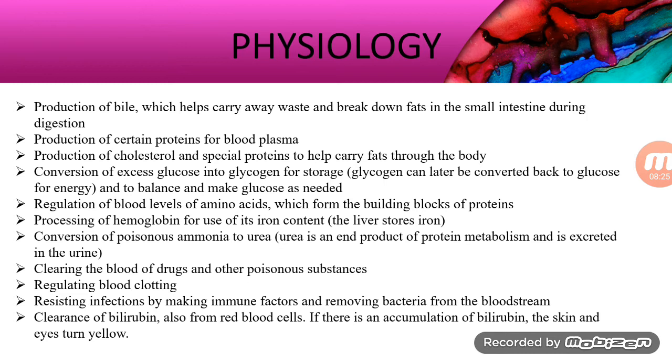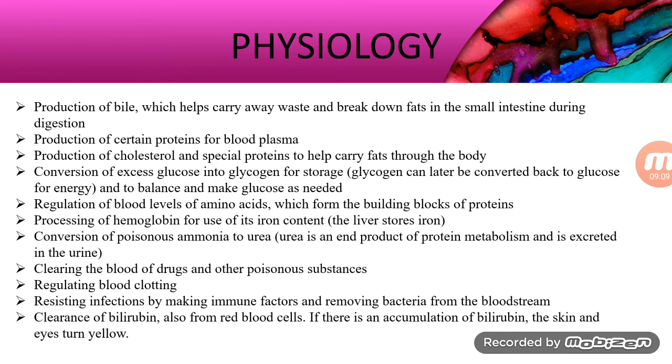And then clearing the blood of drugs and other poisonous substances. As I already said, when we ingest food or any medicines or anything, so many poisonous substances will be there. So all those poisonous, toxic chemical substances are mostly filtered by the liver. When we take any medicines, at that time also so many harmful chemicals will be there in those medicines and drugs. So those poisonous substances are filtered by the liver.